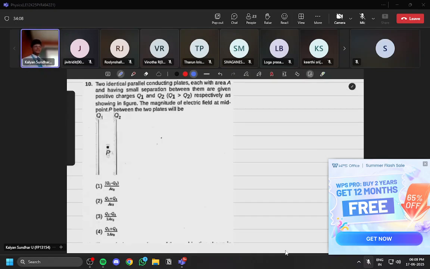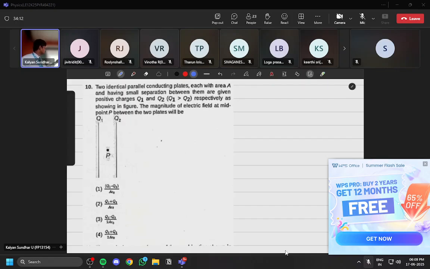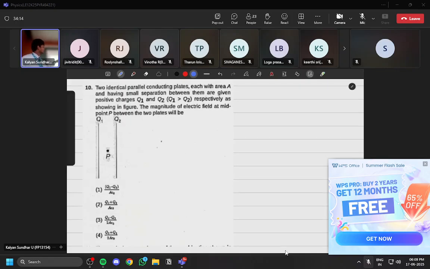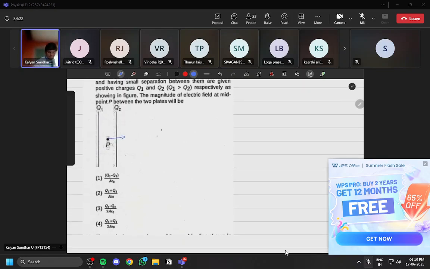This one everyone has done. I mean, most of them have done it correctly. So there are Q1, Q2. What is the magnitude of electric field? Both are like an identical parallel plate capacitor. So if I take it as a positive charge at this point, there will be electric field due to 1 and electric field due to 2.